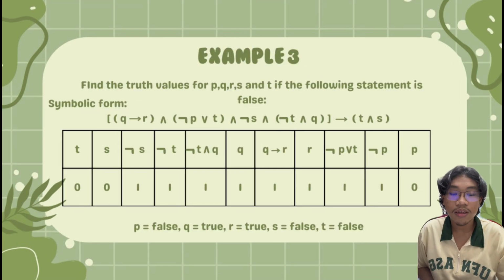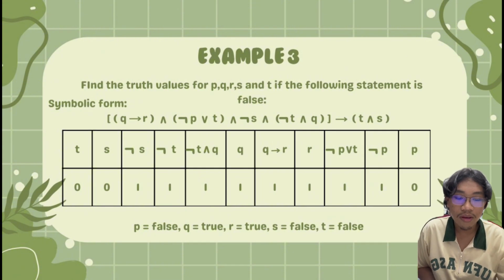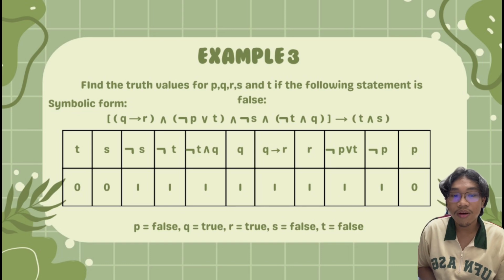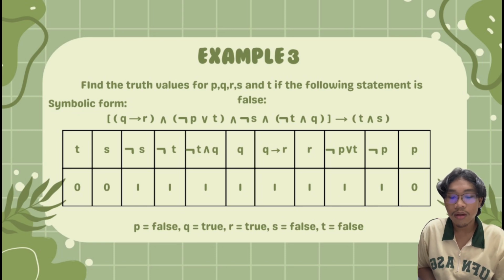Okay, so for the example of the truth value of the primitive statements for invalid logical implication, find the truth value for P, Q, R, S and T if the following statement is false. The statement is Q imply R, and not P or T, not S, and not P and Q implied by T and S. Okay, so one way to solve the problem is by constructing a truth table.